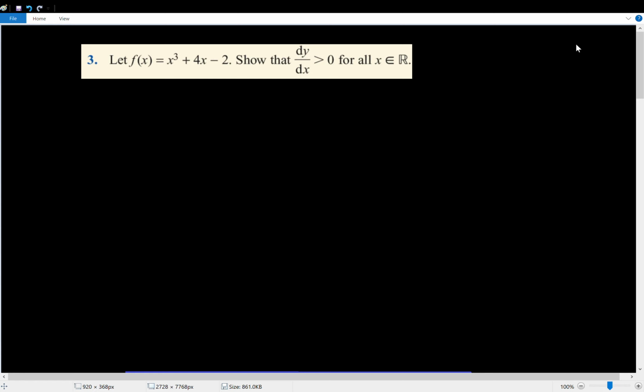So we're going to have to get our dy dx first. We're going to differentiate our function. So dy dx is going to be equal to 3x squared plus 4, like that. And we don't necessarily need to write this out any further with maths. We can actually just reason this from here.